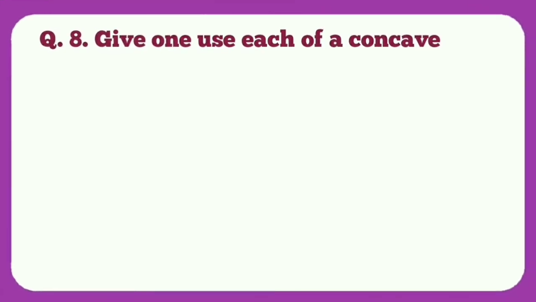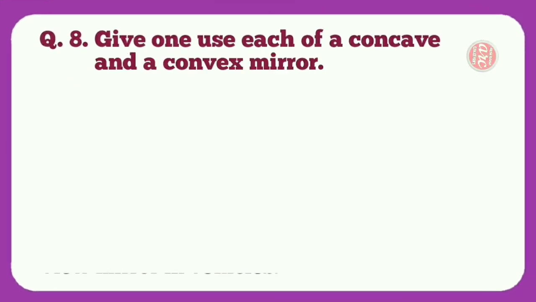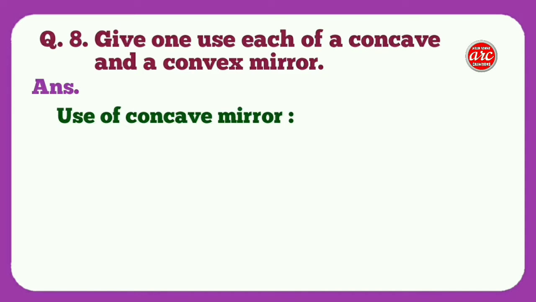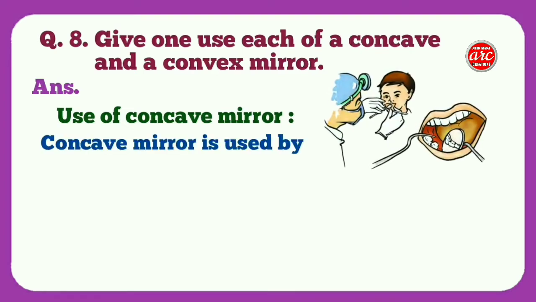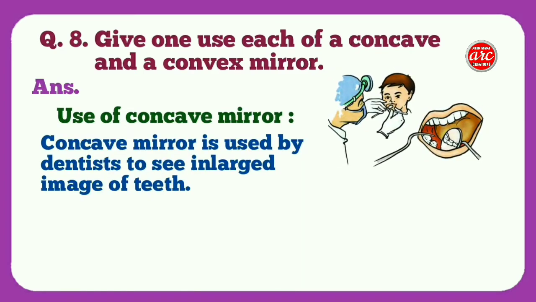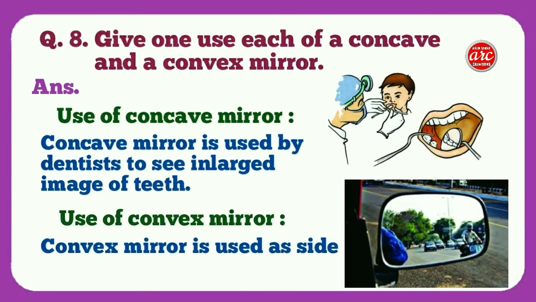Question number 8. Give one use each of a concave and a convex mirror. Answer. Use of concave mirror. Concave mirror is used by dentist to see enlarged image of teeth. Use of convex mirror. Convex mirror is used as side view mirror in vehicles.